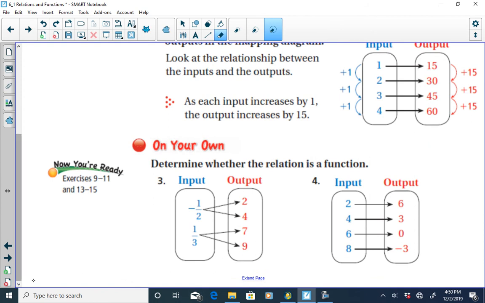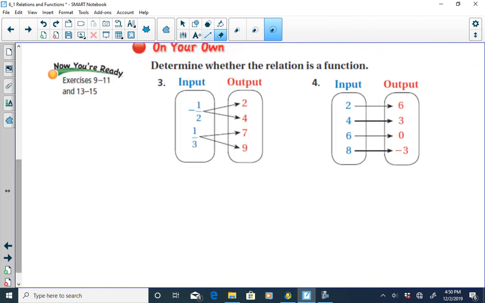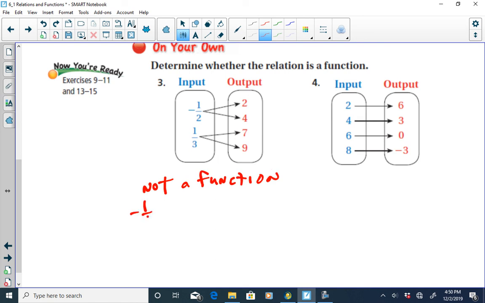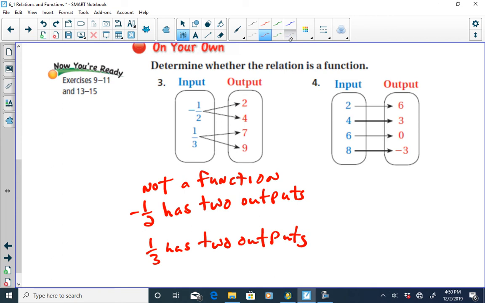If we're doing the on your own problems here, we want to determine if something's a function or not. If we look at this first example, I have two separate outputs for this one input, so that would be an example of not a function. It's not a function because negative 1/2 has two outputs. And it's not a function because 1/3 also has two outputs. So that would be an example of not a function. Whereas here we see for every input exactly one output. Every input exactly one output. So this would be an example of a function.